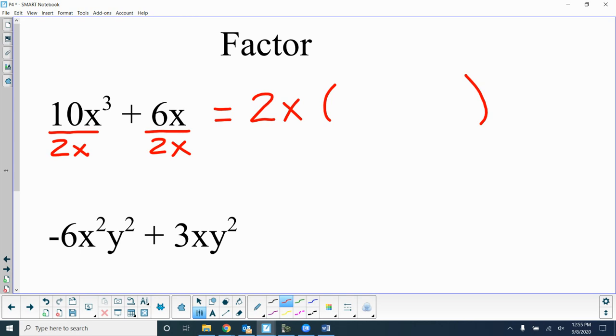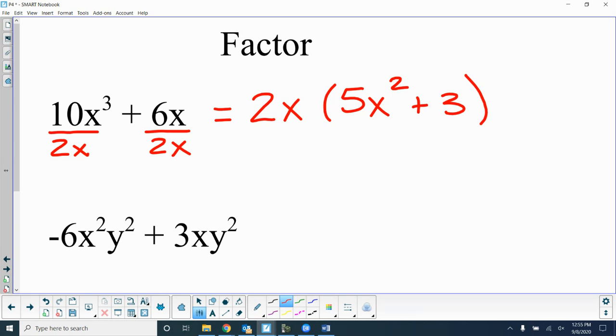5x squared, right? We should all be able to do that. Division problem. And then what's 6x divided by 2x? 3. Okay? And you're finished.